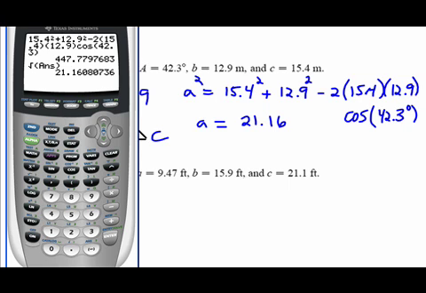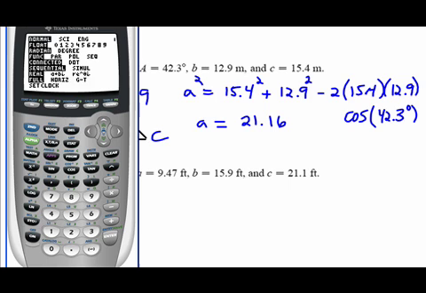I should have got 10.47. That's what I got. So I don't... You have to put parentheses after minus 2 times 15, parentheses, all that bracket? 15.4 squared plus 12.9 squared minus 2 times 15.4. No, it should know order of operations.